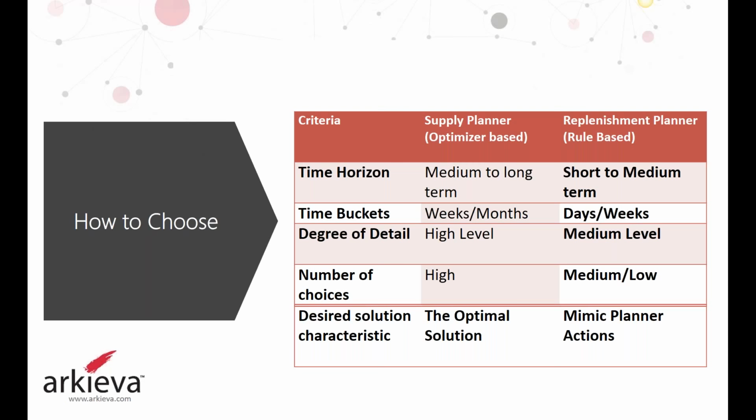And ultimately, what is the desired solution characteristic? Are you looking for a so-called optimal solution, or are you more interested in automating what your planner does? Are you more interested in mimicking their actions? If the latter, go towards a rule-based system. If the former, go towards an optimization-based system. So those are some of the criteria with which you might go into the so-called battlefield of deciding which way to go, which one to choose, which one to pick.